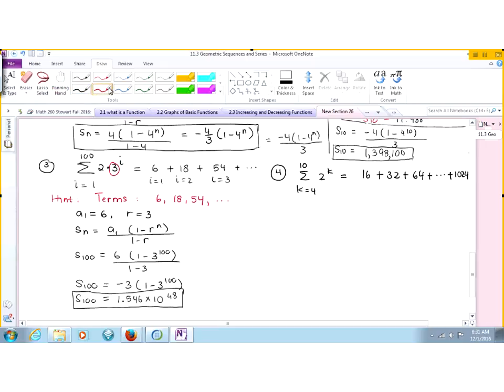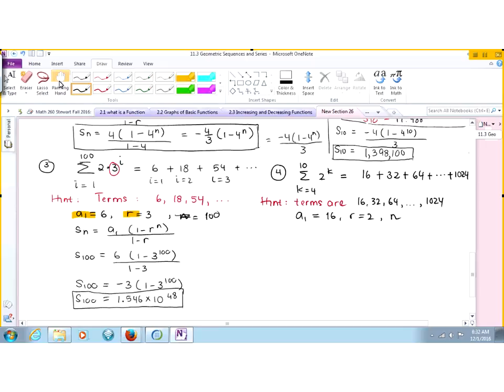Now, remember the hint? Let's write down the terms. The terms are 16, 32, 64, and so on up to 1024. Do we know A1? 16. Do we know r? 2. Do we know n? I need to know n. So there are 3 things we need to know: A1, r, and n.